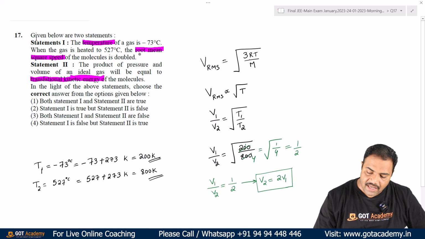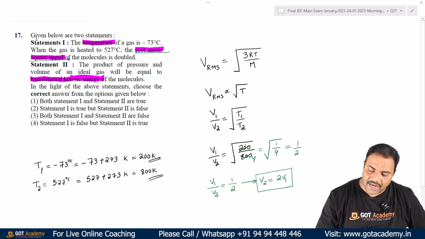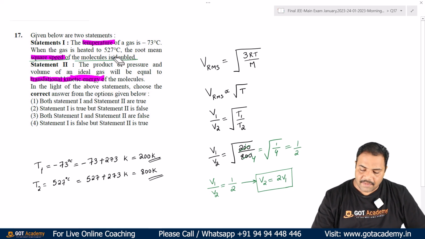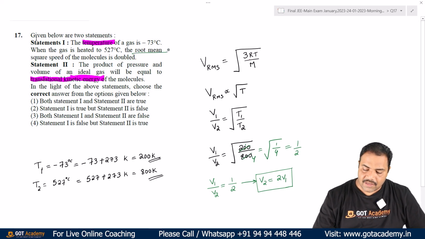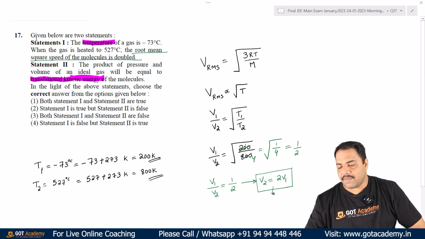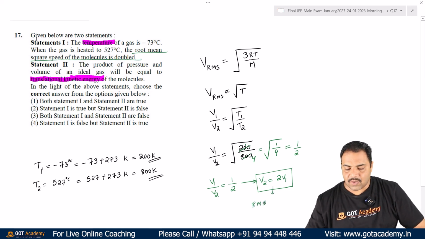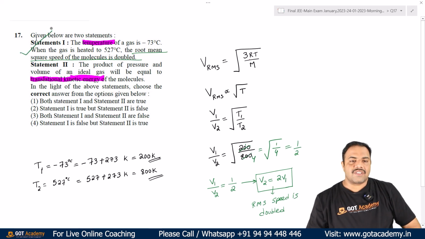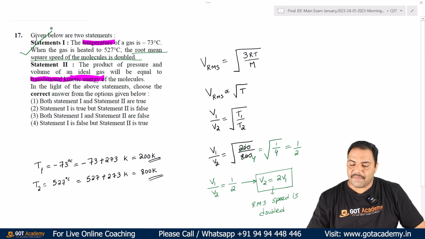So that is what he is saying. RMS speed of the molecule is doubled, isn't it? So root mean square speed of the molecule is doubled. That is what is happening here. From this, what I can say is that the first statement is correct. Statement 1 is correct. Now we have to go through statement 2.